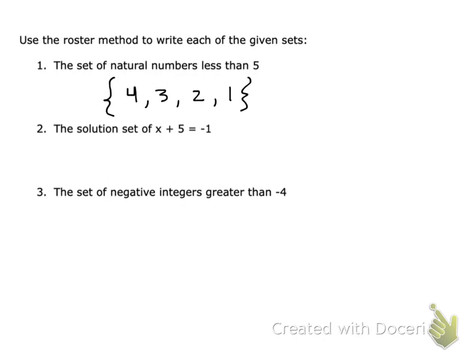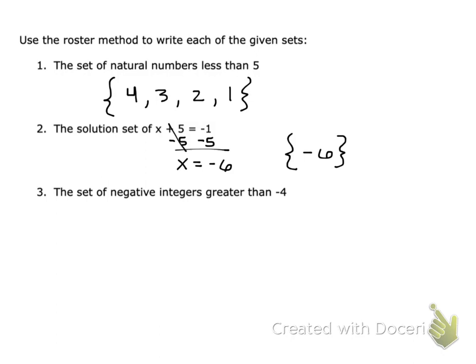Okay, the solution set of x plus 5 equals negative 1. Well, in order to do a solution set, we need to have the solution. We need to solve it. So how would I get x by itself? Good. Subtract 5 from both sides. So I have x equals negative 6. Our solution set is negative 6 in braces. There's only one element to that set because there's only one answer or solution to that equation.